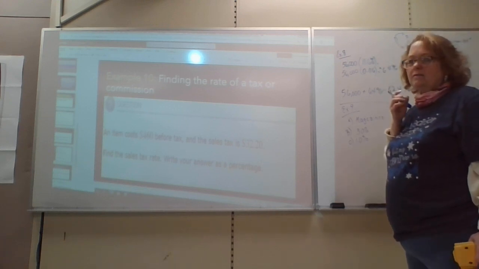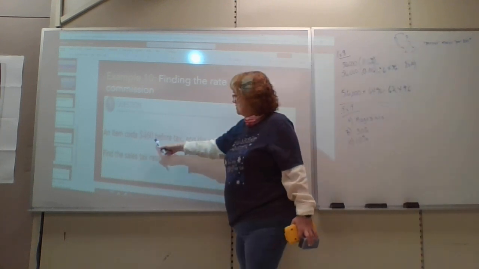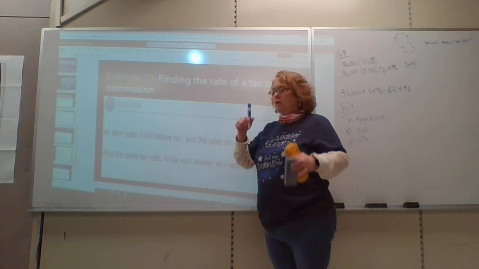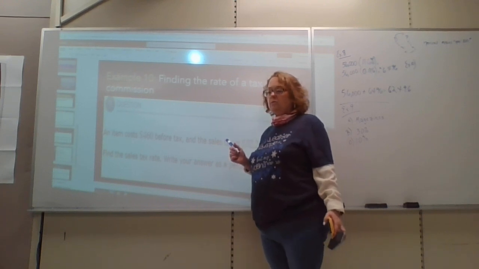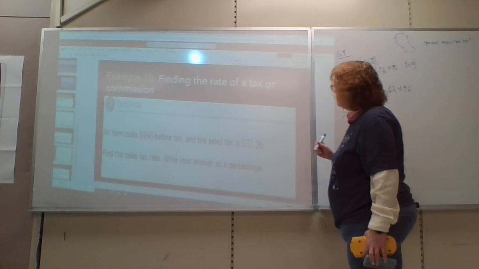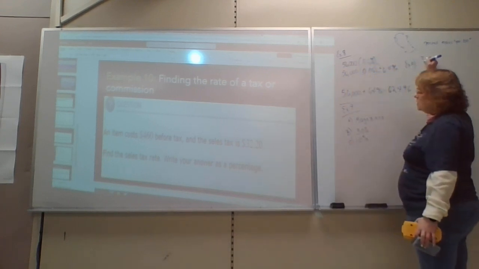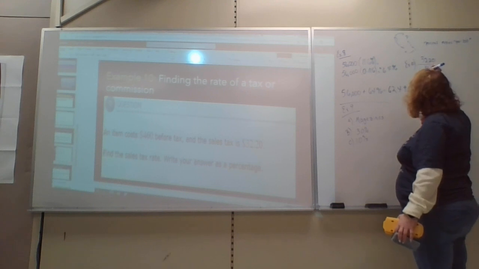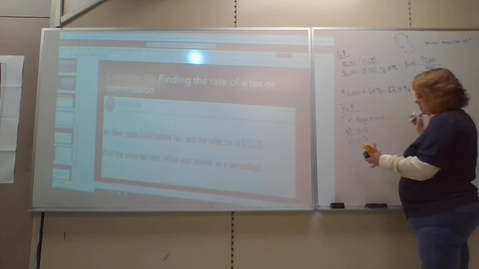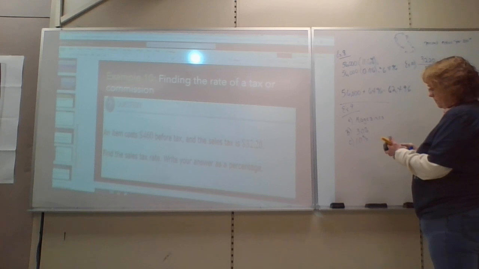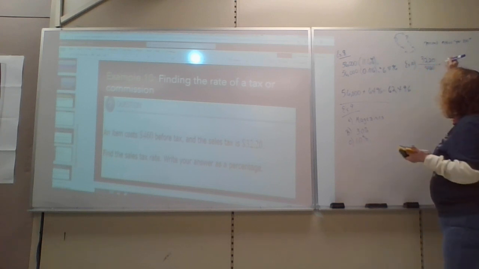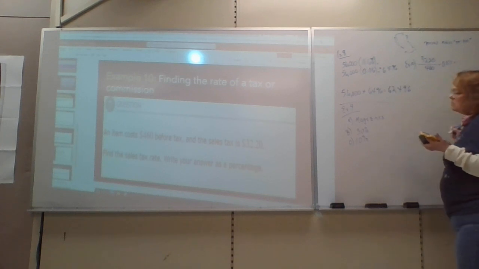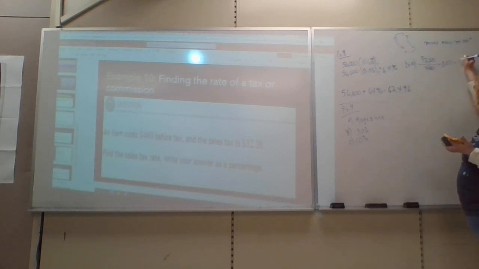Yeah, that is correct. If you put this over this, you'll get the wrong answer and it'll be over 100 and some percent. So you take the 32.20 over the 460, and you get 0.07. And what would that be as a percent? 7%.